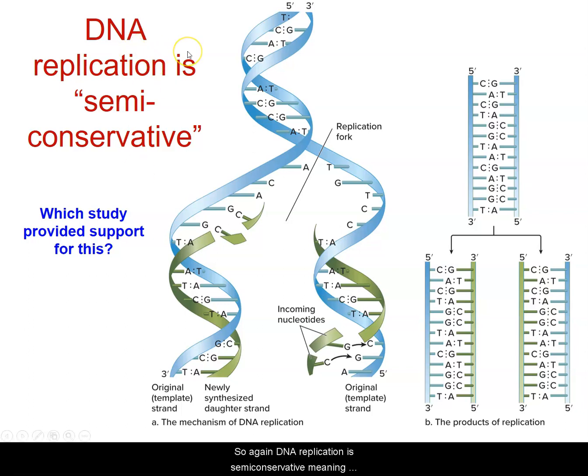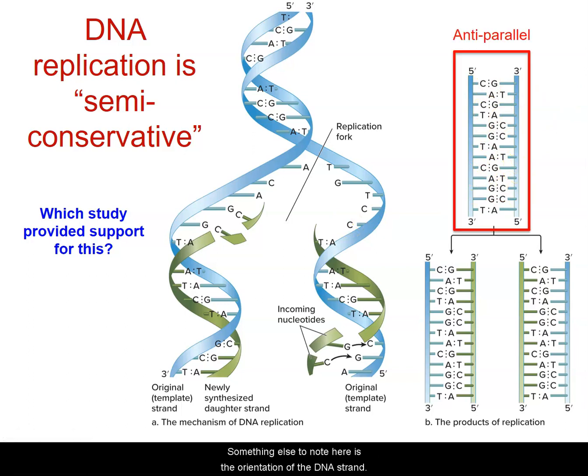So again, DNA replication is semi-conservative, meaning that you start with the DNA template and you create two new molecules, each of which having half of the original DNA to build the new double-stranded DNA molecule. And you can see that in both this double helix form here on the left, and then on the right where you have the ladder form.